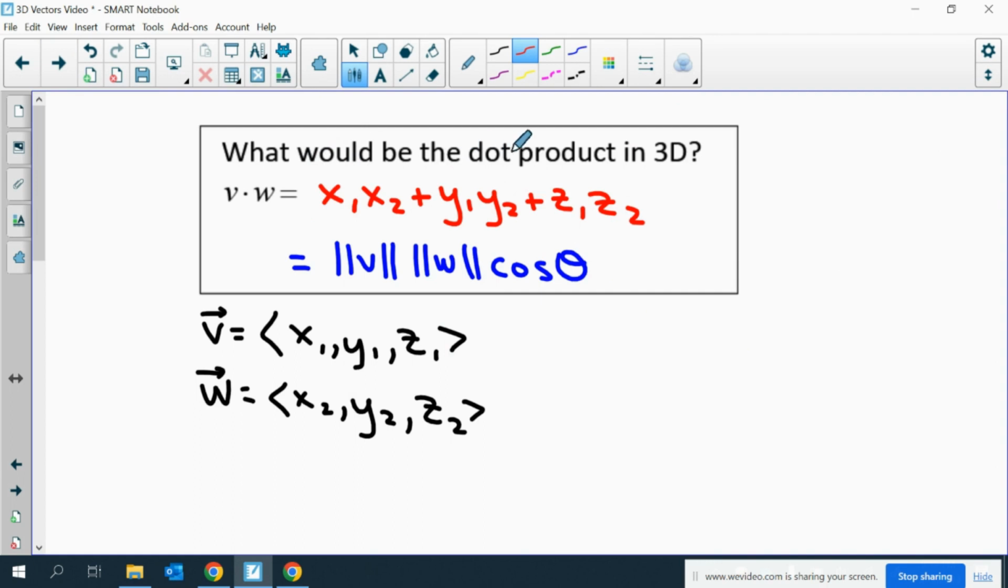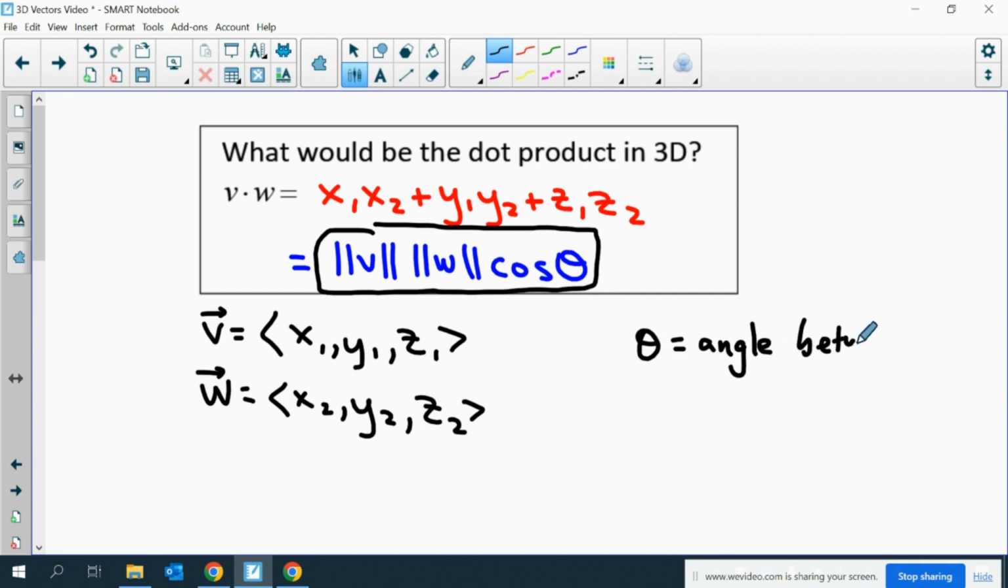So what would the dot product look like in 3 dimensions? It's just x1 times x2 plus y1 times y2 plus z1 times z2. And equivalently, we can still use the magnitude of one vector times the magnitude of the other vector times cosine theta. That would also give us the dot product, where theta represents the angle between the two vectors, v and w.